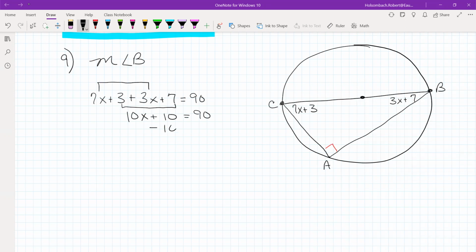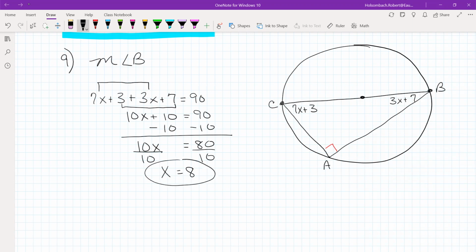So if we subtract 10 from each side, then our 10x is equal to 80. And if we divide both sides by 10, we get an x that's equal to 8. So if our x is equal to 8 and we need the measure of angle B, the measure of angle B is equal to 3 times our x value of 8 plus 7.